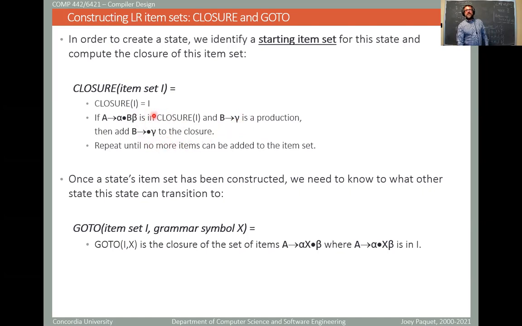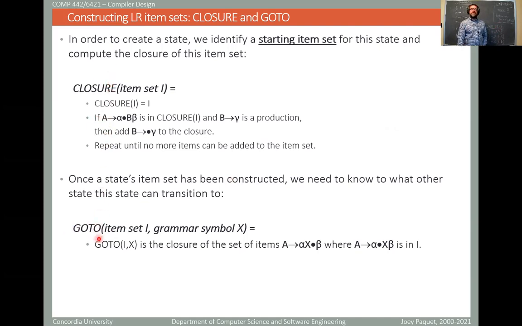Then you essentially repeat this until you find no more items. Okay, so we will see that by examples as we go. Once you come up to a fixed point where you don't find any more items by computing the closure, then you have identified the item set for this particular state. So this is how to define what is a state, essentially.